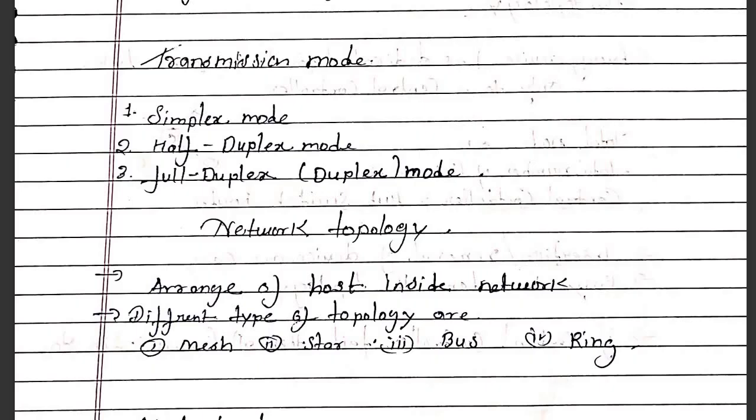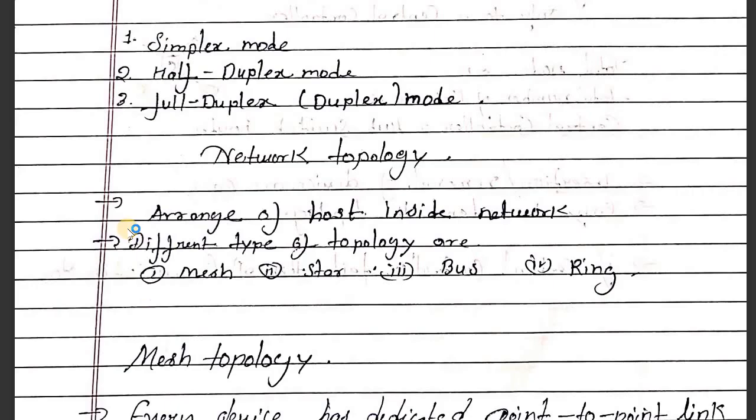And the third one is full duplex. In full duplex, it is also bidirectional, but at a time both the receiver and sender can send their SMS and the link can communicate at the same time.